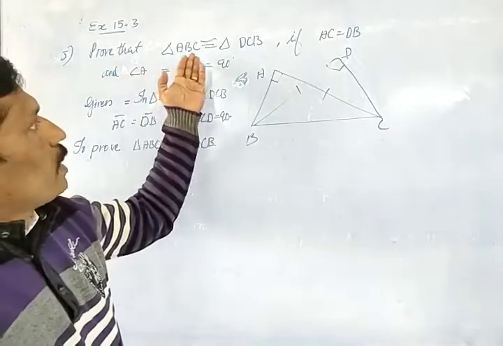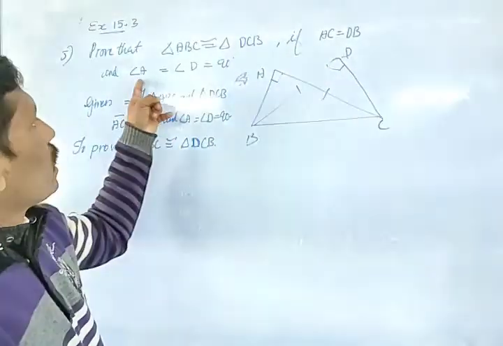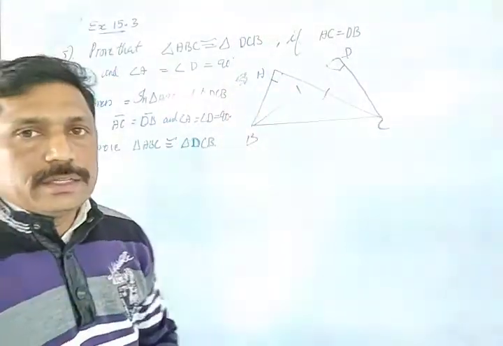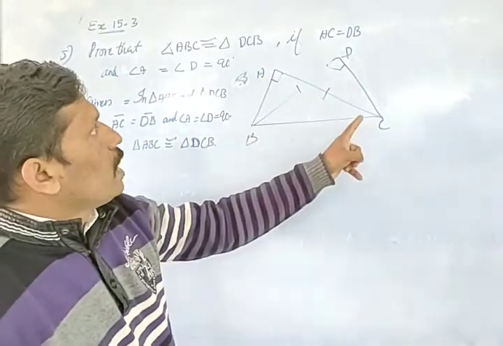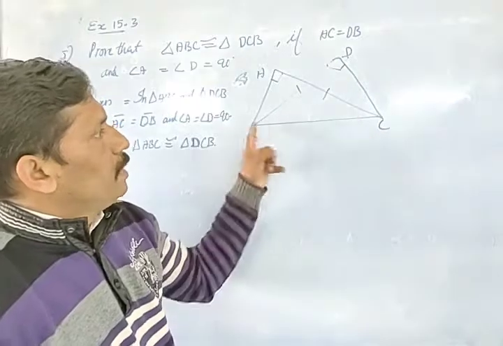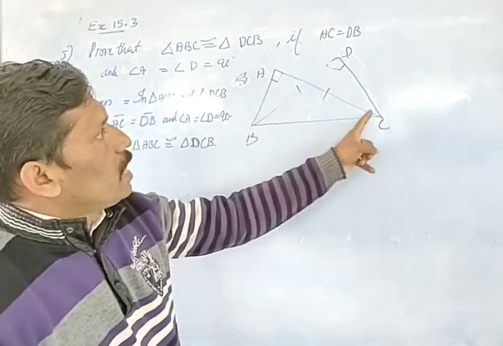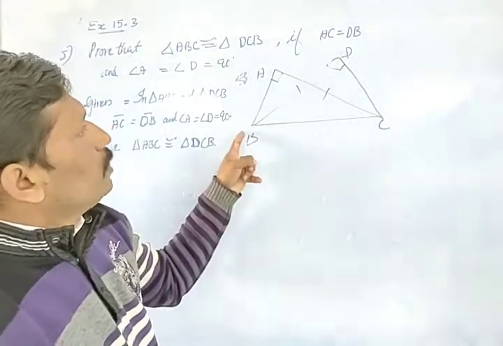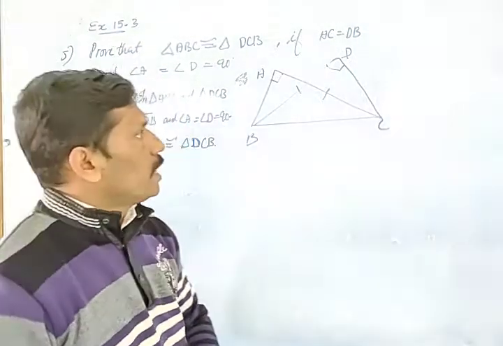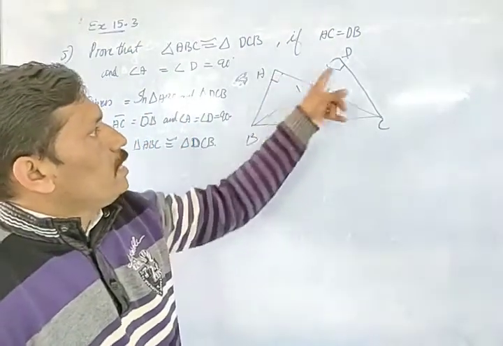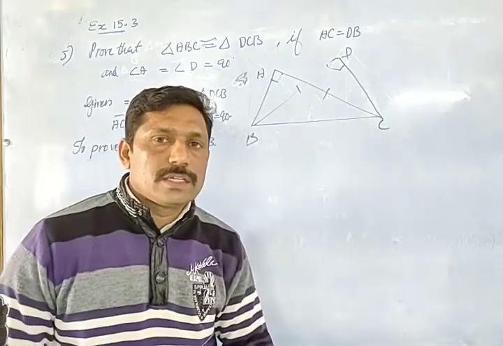Question: prove that triangle ABC is congruent to triangle DCB if AC is equal to DB and angle A and angle D are 90 degrees. These two triangles are given, one is ABC and another is DCB, and here we can see that AC and DB are both equal, that is given, and A and D are also given as 90 degrees. We want to prove that both triangles are congruent.